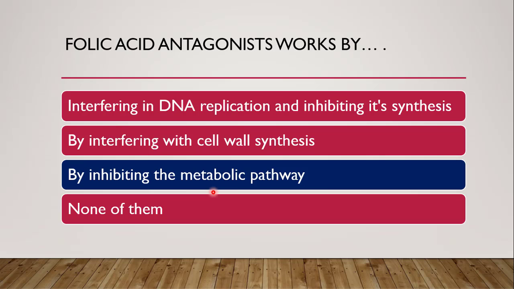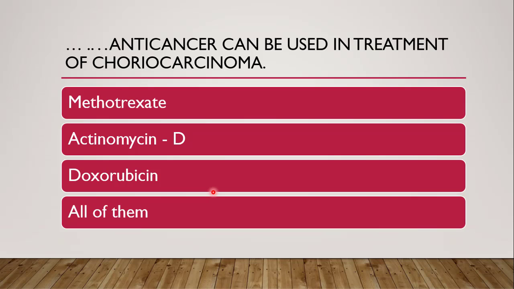So folic acid antagonist, that is methotrexate, works by this mechanism: metabolic pathway inhibition. Next question is, which anticancer can be used in treatment of choriocarcinoma? Whether it is methotrexate, whether it is actinomycin D, whether it is doxorubicin, or all of them. The correct answer is, it is all of them.